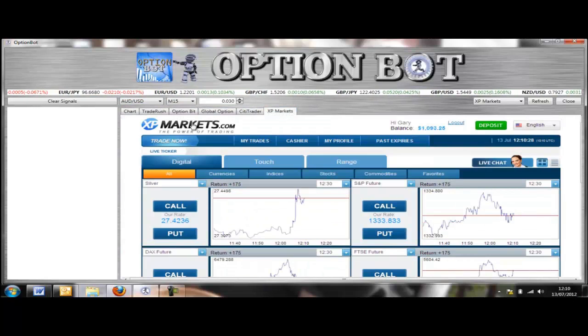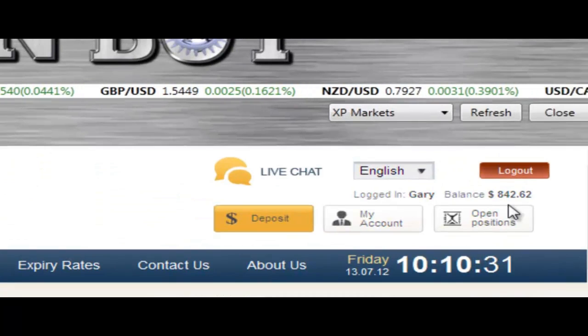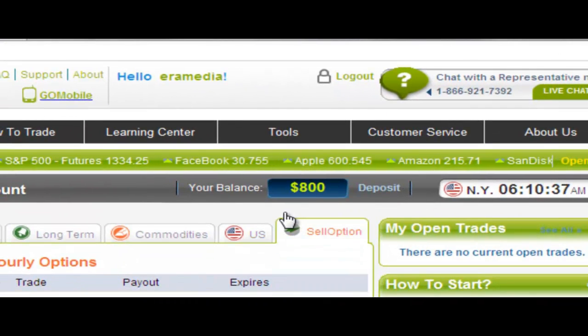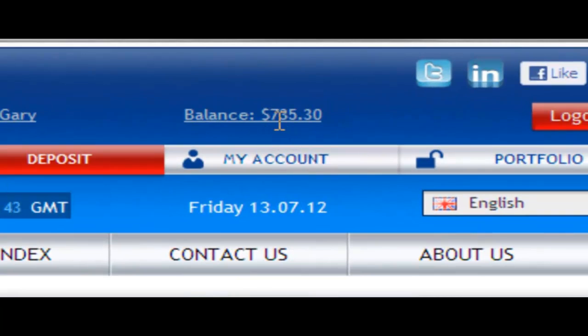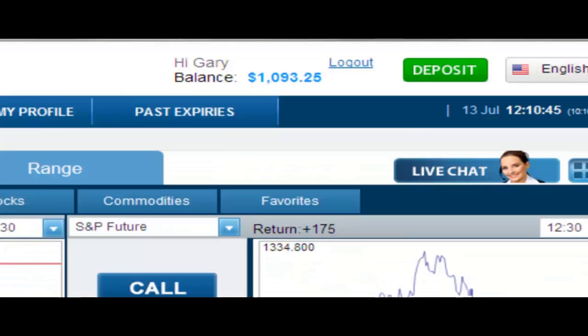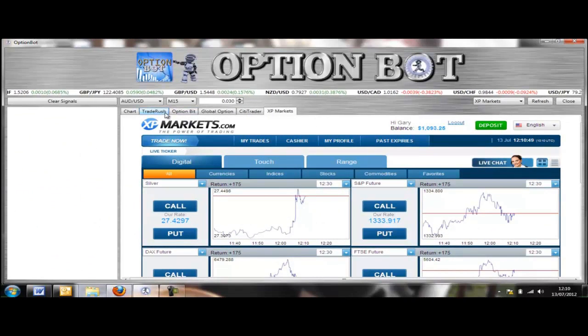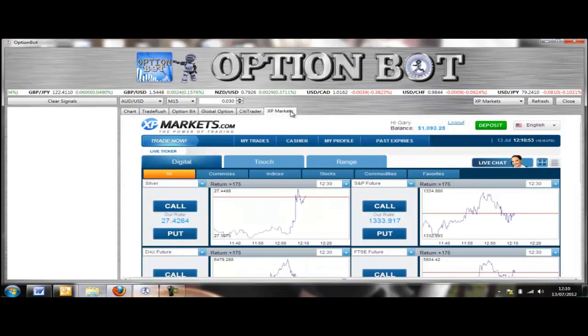platforms to trade on. As you can see, I have a balance of 842.62 with Trade Rush, a balance of 1,093.65 with OptionBit, a balance of $800 with Global Option, a balance of 735.30 with CityTrader, and finally a balance of 1,093.25 with XP Markets. That's a total across all 5 platforms of 4,564.82 in my trading balance.